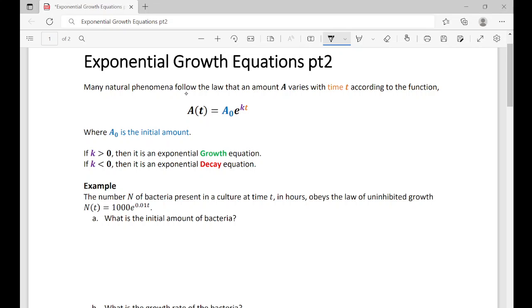Many natural phenomena follow the law that an amount A varies with time t according to the function A(t) = A₀e^(kt), where A₀, the value in front of e, is the initial amount. If k is greater than 0, then it is considered a growth equation, and if k is less than 0, it's considered a decay equation.